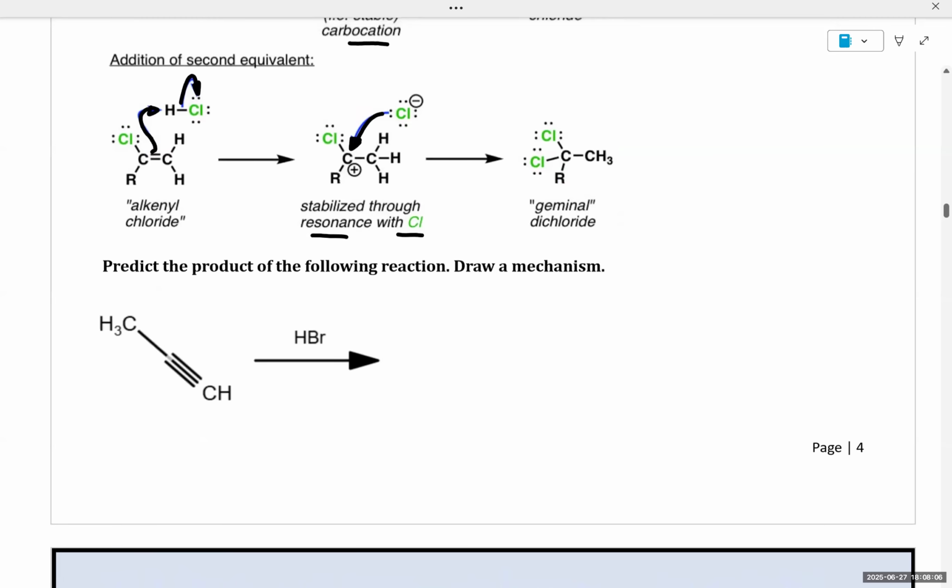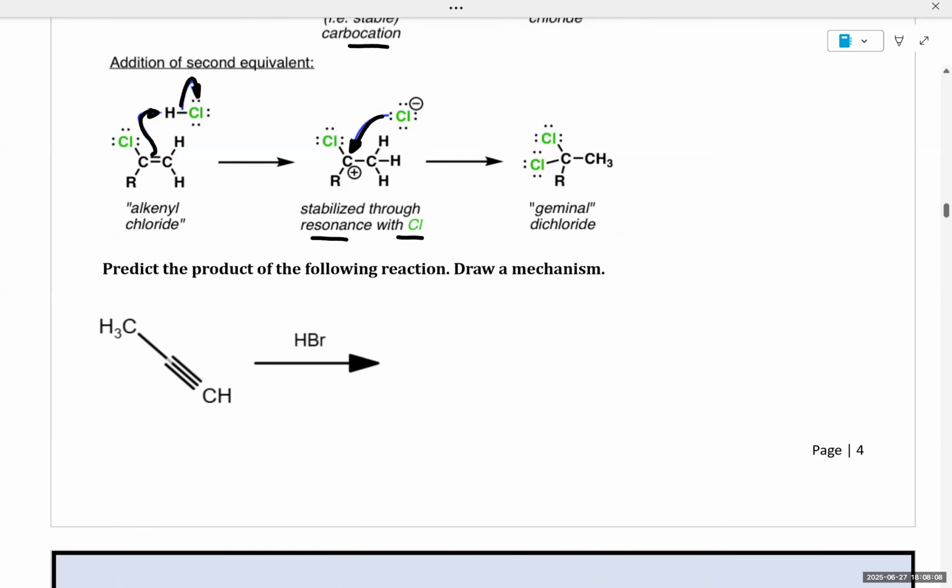So in this case, I'd like you to predict the product for the following reaction and draw a mechanism. And in this case, I'd like you to stop at the geminal dihalide product. I'd like you to show both steps. Assume a complete full reaction to get the gem dihalide. So pause this video, work through this example, and then we'll discuss.